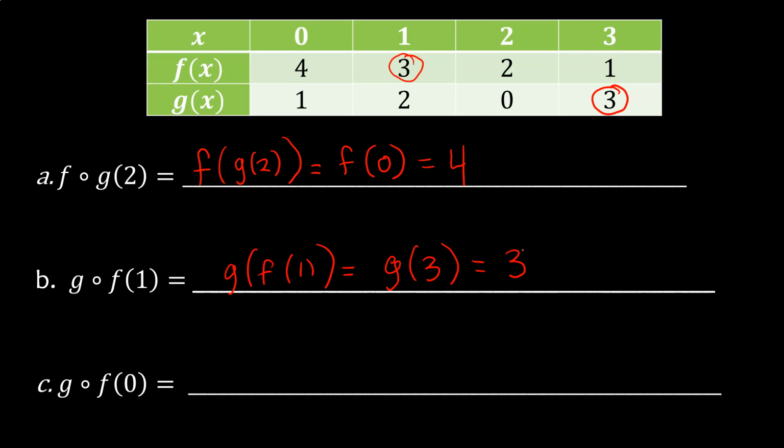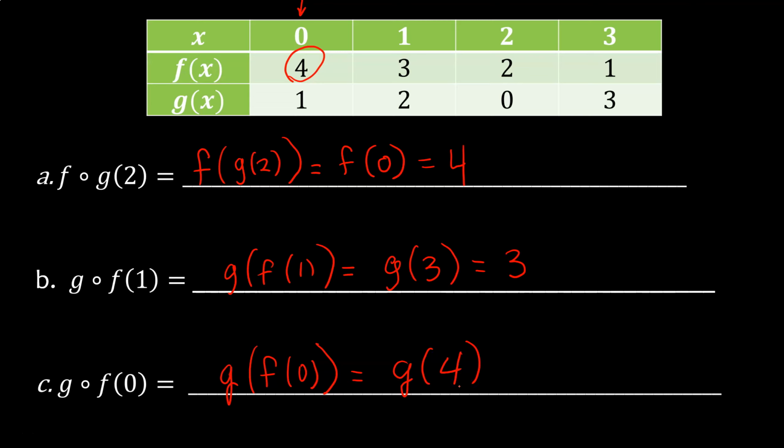What is g of f of 0? That is g being the outside function, f is the inside function, input of 0. So first, I'm going to go look at my table, go to 0 being my input here, look for f of 0, which is 4, so that becomes g of 4.